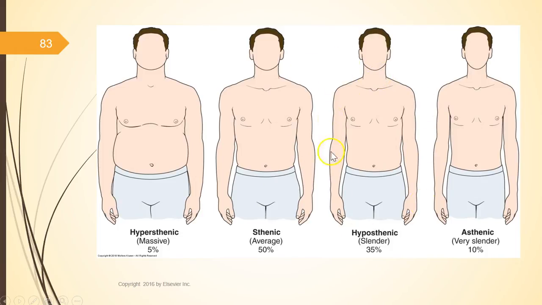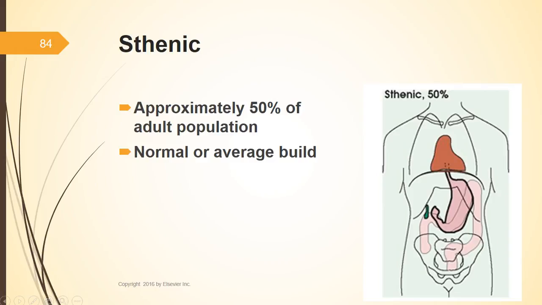Those are the main body types, but then you have your very slender, and then I love the word massive, but that's going to be your really large person. The sad thing is, in today's society, and myself included, I mean, there's more overweight people than there used to be. So we're starting to get closer to more of these than what's actually documented. So the first one is sthenic, which is approximately 50% of the adult population. And this is called the normal or the average build.